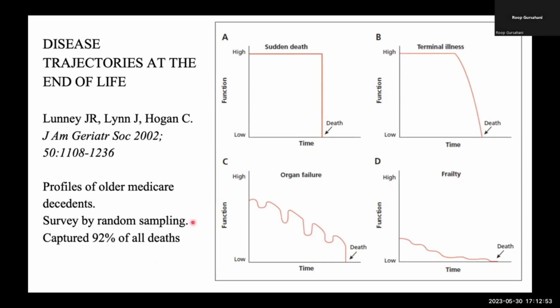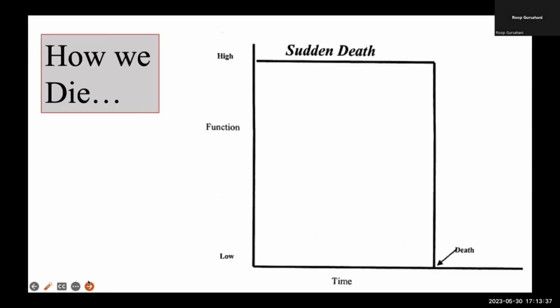And this is a classic paper which looked at people who died under Medicare in the US. And in Medicare, people are taken on only after the age of 65. So they randomly sampled these, and they said they were able to cover about 92% of all deaths during the period that they studied. And look at these graphs. I'll explain them in detail. So in the graphs, you have function on one side and time on the other. And you can see in some the function is good, in some the function is low, and in some it is even lower. So let's look at them.